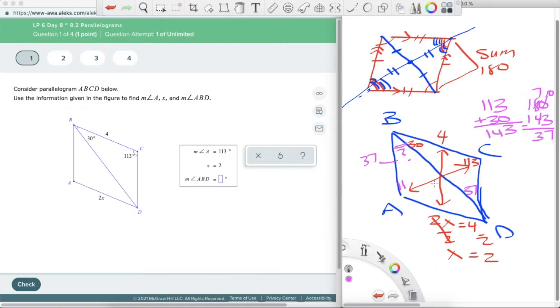Is that, again, this is a triangle. Triangles have to add up to 180, so I would have gone through the exact same process that I just did here, and then I could have applied alternate interior angles.